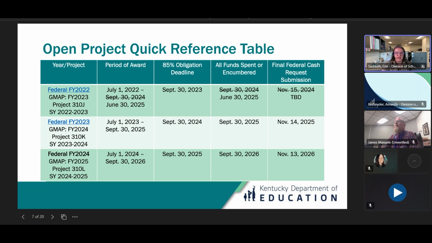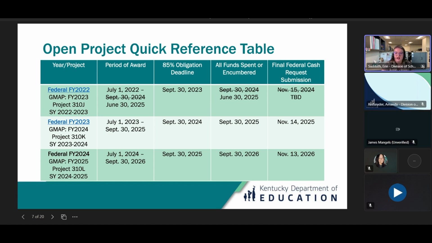I used some strike-through text just to keep those original dates on there as a reminder. And we've got a TBD for the final federal cash request submission date. The updated award notifications will be posted by the 30th, and those will have that final FCR submission date on them. So I'll update this table for the future webinars. I think in past years when we've gotten these extensions, it's been maybe August 30th, but we'll know for sure once that is out.